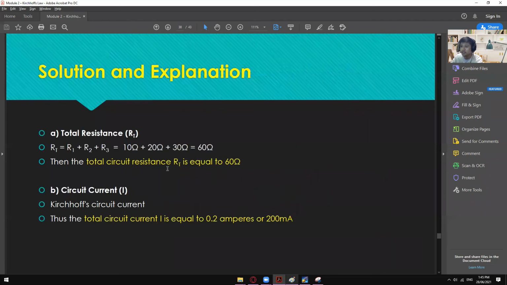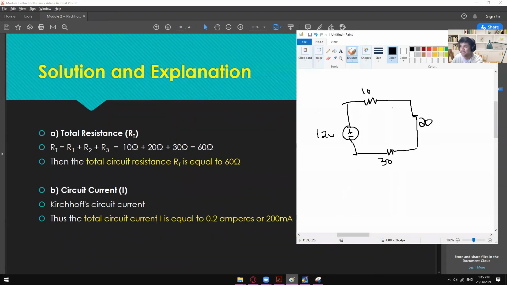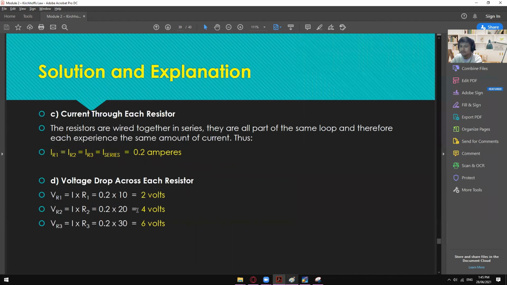So here's the solution explanation. Of course, just by adding everything, 10 plus 20 plus 30, you'll get the R total, which is 60 ohms. For the total current, we already have the total voltage and the total resistance, so you can already use that. I is equal to 12 divided by 60, which will give you 0.2 amps or 200 milliamps. So that's it for A and B.